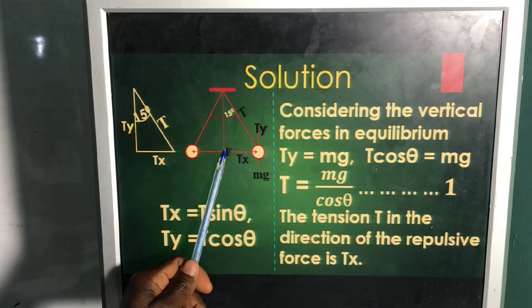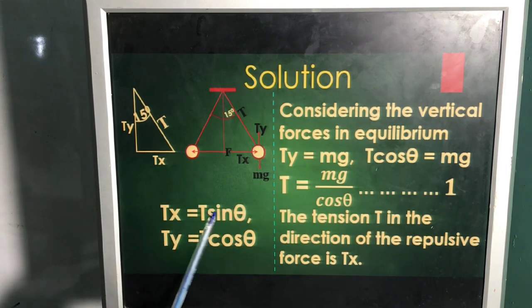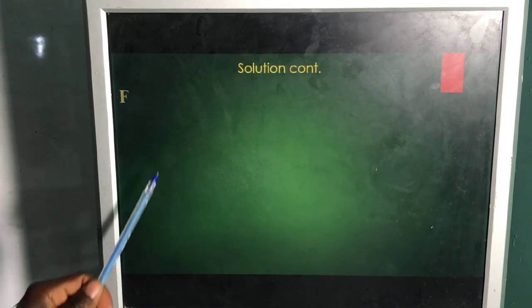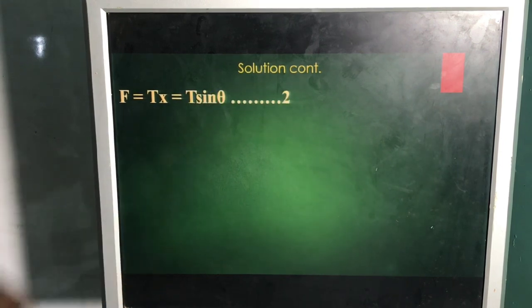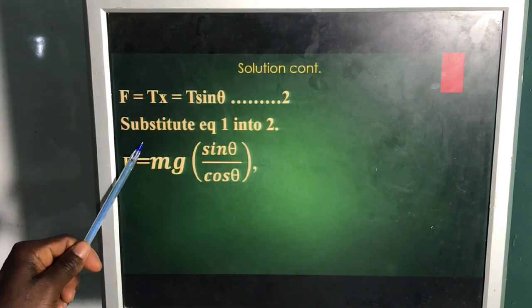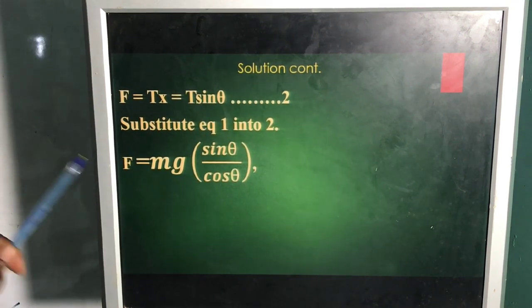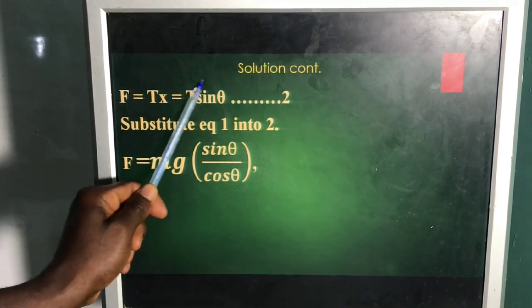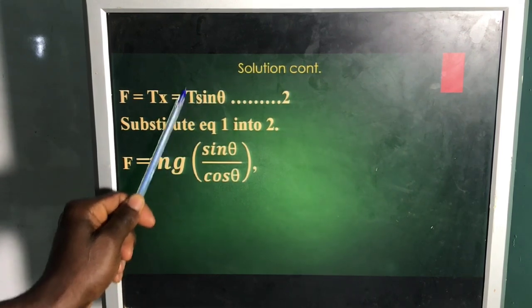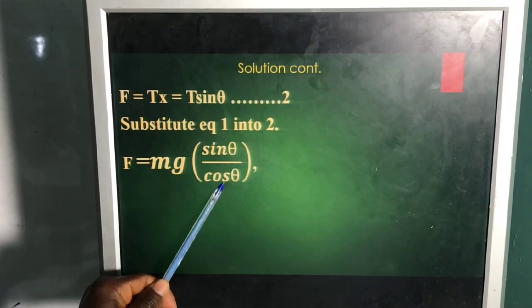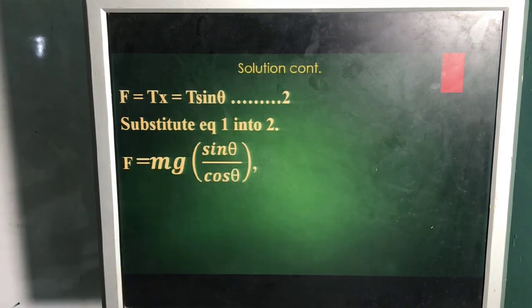F is equal to Tx, but Tx is equal to T sine theta. So we say that F is equal to Tx, which is equal to T sine theta. Good. So we substitute equation 1, which was mg over cos theta, into this equation. That means anywhere we see T, we put mg over cos theta. Then that will give us this equation.